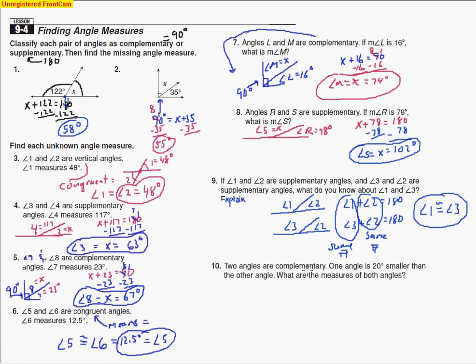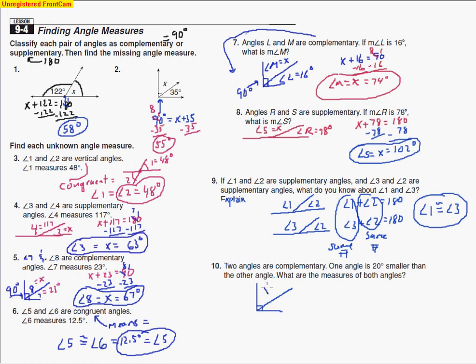Well, two angles are complementary, it says. One angle is 20 degrees smaller than the other angle. So let's go ahead and draw a little picture about what's going on here. Remember, complementary means 90 degrees. We know that one of the angles is 20 degrees less than the other. So it's like saying this. We don't know what either are, but we know they add to make 90.